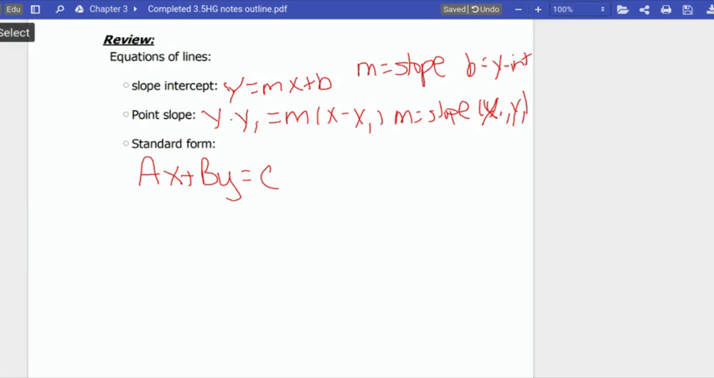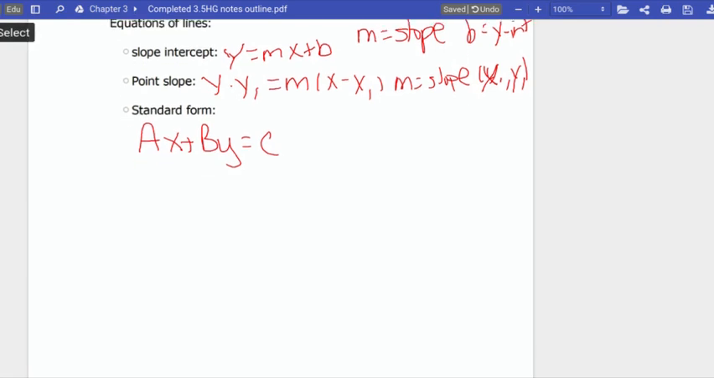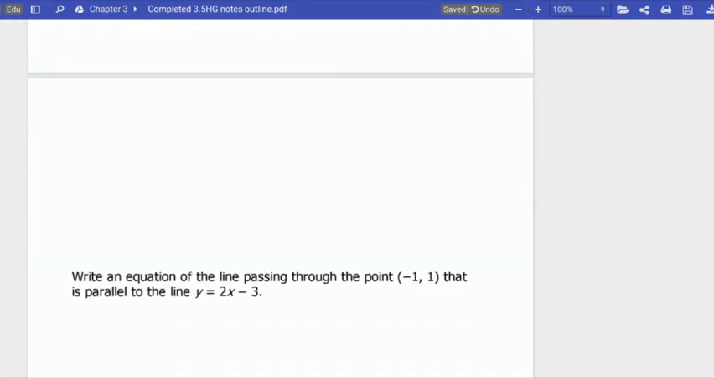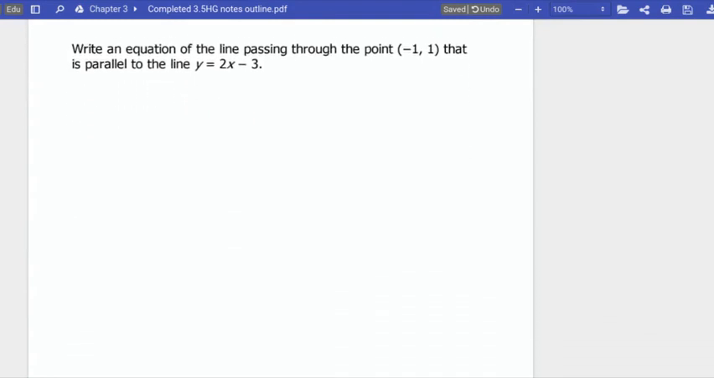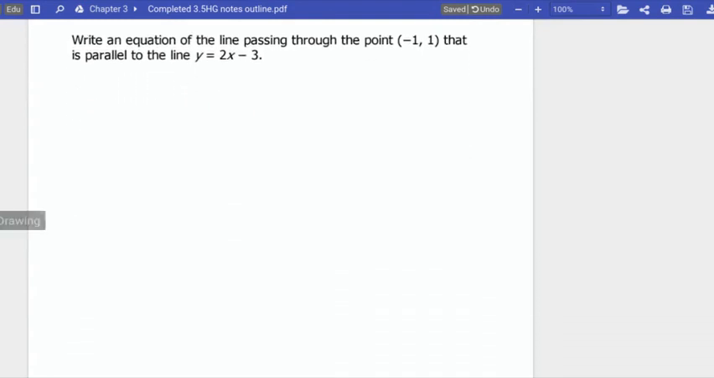So we're going to do some examples with parallel and perpendicular lines using some of those forms of equations. So we need to write the equation of a line passing through the point -1, 1 that is parallel to the line y equals 2x minus 3. So parallel means that it needs to have the same slope. So we need to figure out what's the slope of y equals 2x minus 3. So the slope is this m. It's what comes before the x.